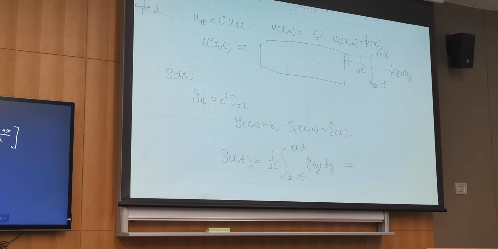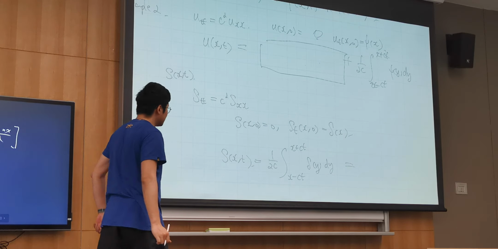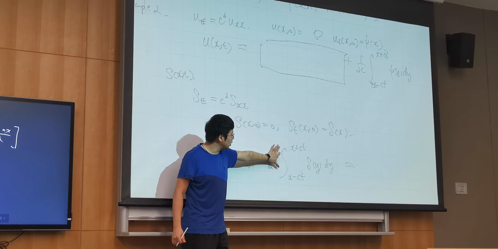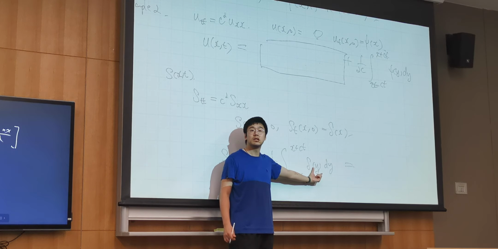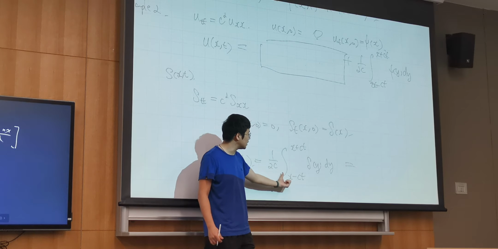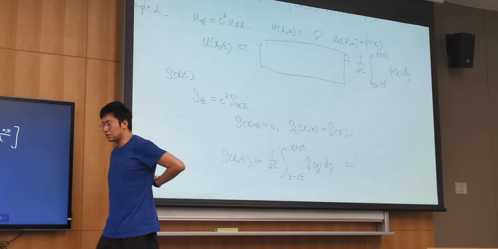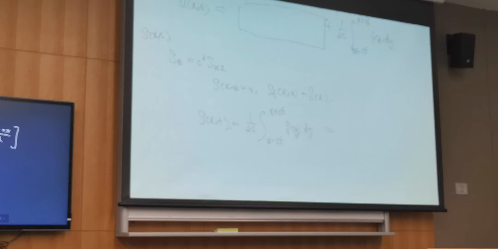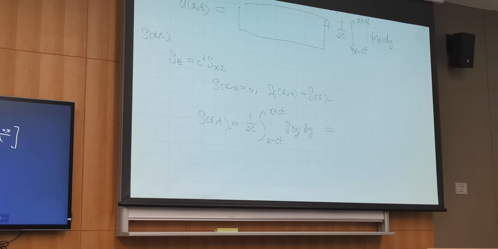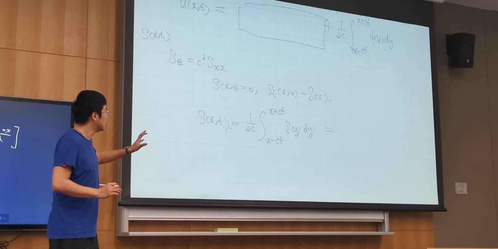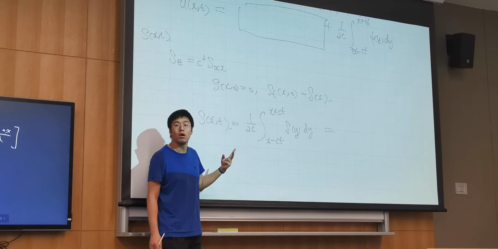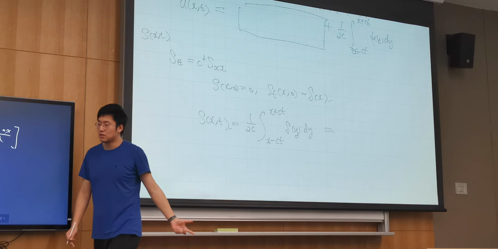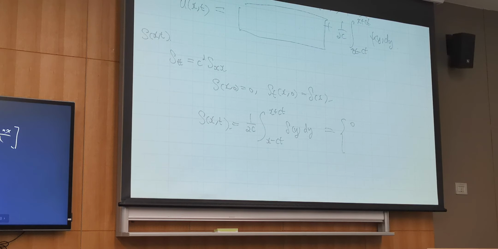What is the result of this? It depends. The integration of this is either 0 or 1, depending on whether the interval from x minus ct to x plus ct covers 0 or not. So which means that my S(x,t) only has 2 choices. It should either be 0 or 1 over 2c.